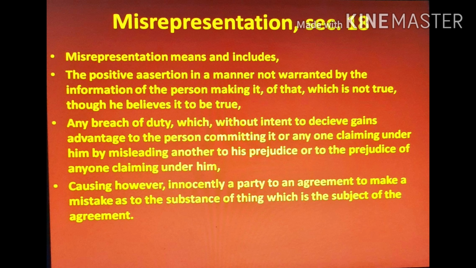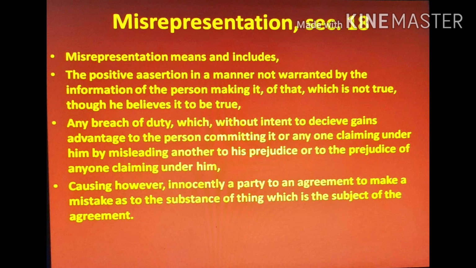Right? Causing, however innocently, a party to an agreement to make a mistake as to the substance of the thing which is the subject of the agreement. So in the second paragraph, you are breaching the duty. But in the third paragraph, you are causing the other party in the agreement to make a mistake, and that mistake concerns the main subject of the agreement. You don't know that you are making him commit a mistake, but you are doing it innocently. So it is also misrepresentation.